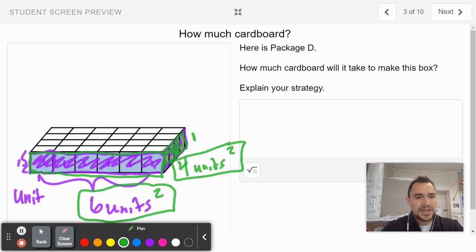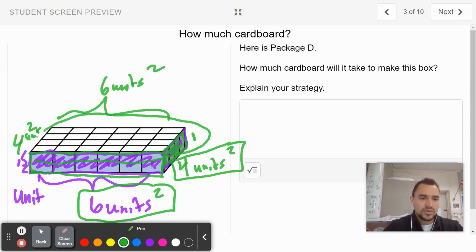And then we have to think about, that's only 2 sides. There's 2 more sides. So then this side is another 4 units squared. The back side is another 6 units squared. So that is just, let me use black, what is around the entire area.